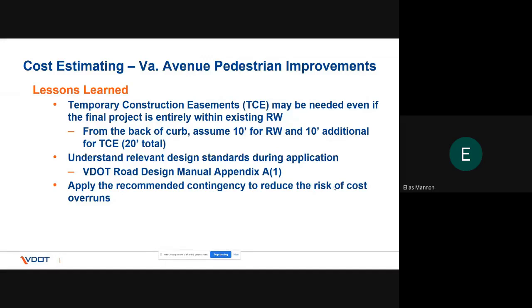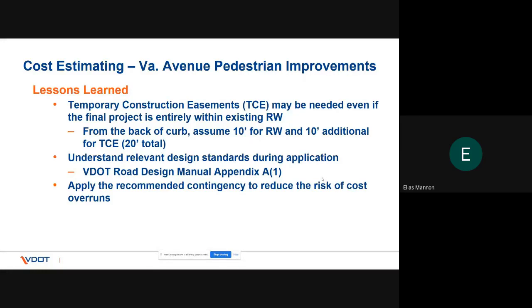We need to also make sure that we understand the relevant design standards during the application. As I said, the road design manual was fairly clear about what the accommodations around the intersection needed to look like, and that wasn't necessarily accounted for in the application. And so just make sure that you're aware of your design standards and account for them, or at least account for the risk as you develop the estimate.